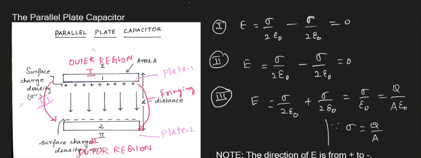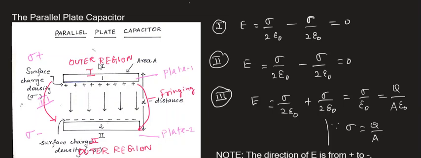The parallel plate capacitor. So it has two plates, the upper plate and the lower plate, plate 1 and plate 2, and they have a surface charge distribution, surface charge density. The upper one has sigma plus, the lower plate has the surface charge density sigma minus.